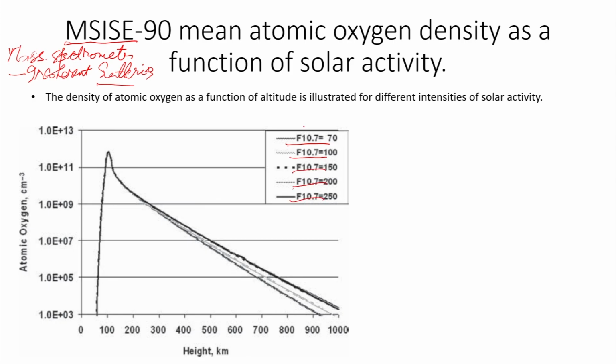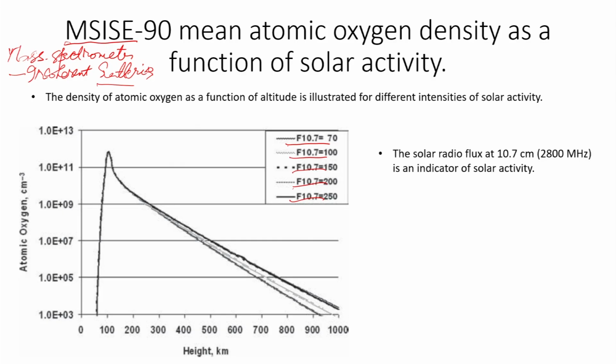So, you can see that at different solar index, when this is increasing, meaning the solar activity is going up, suppose this is minimum, then this is the maximum. You can see how the density of the atomic oxygen is increasing from something like 300 kilometers to higher altitudes.